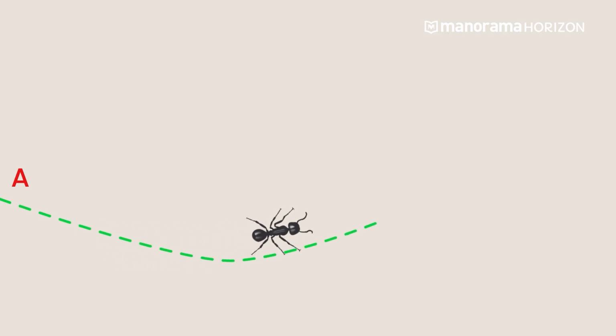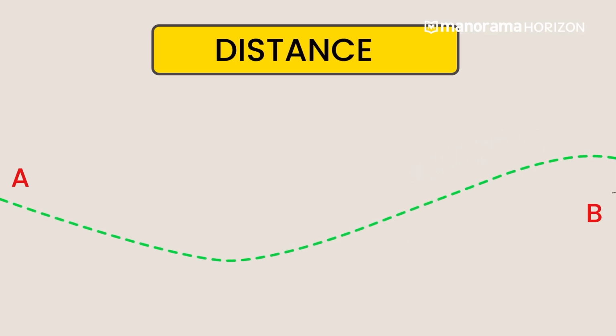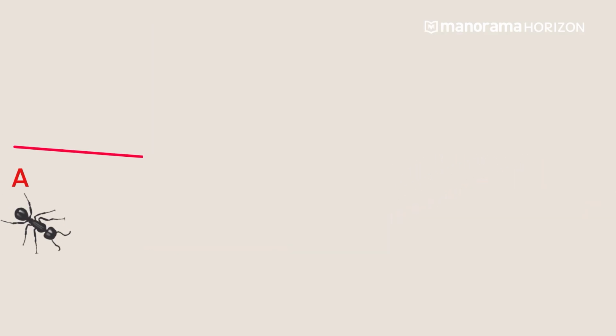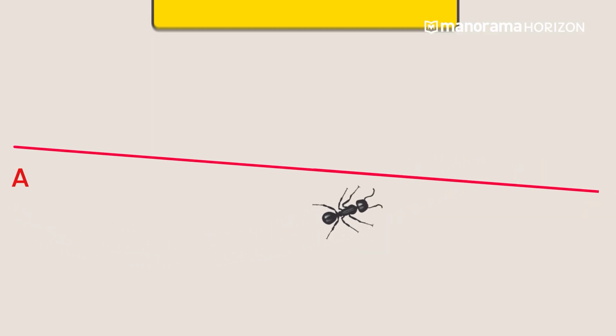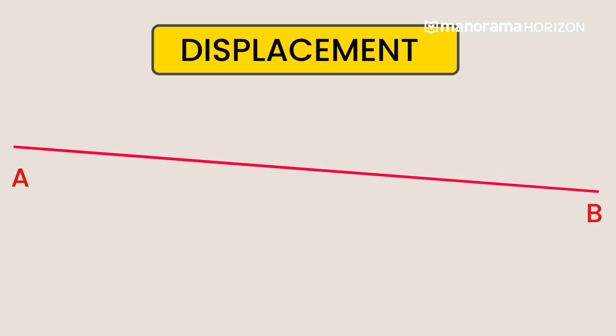In physics, these 2 quantities are equally important for different reasons. The length of the actual path walked by the ant is called the distance covered by the ant, while the shortest distance between A and B is the displacement between those points.